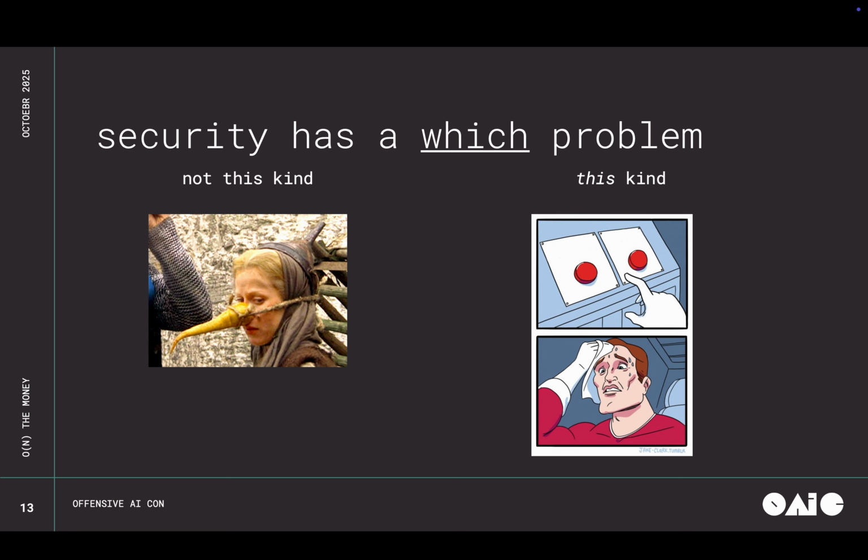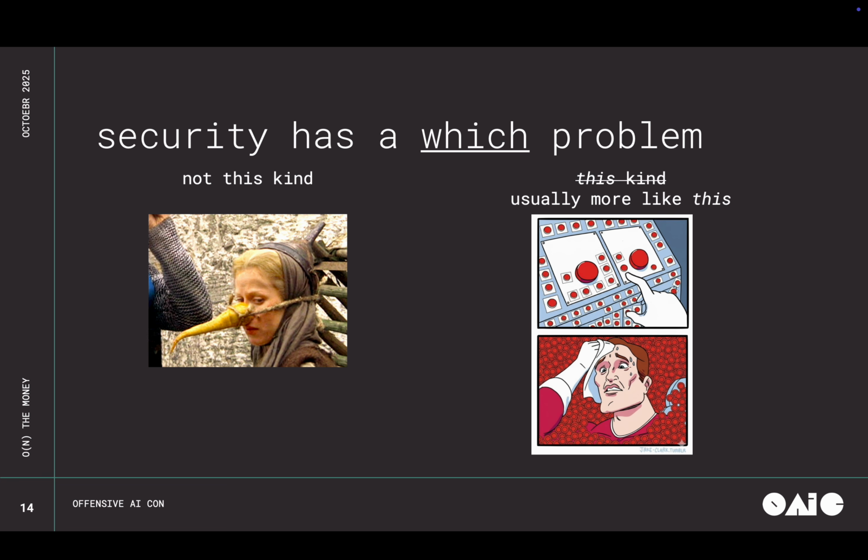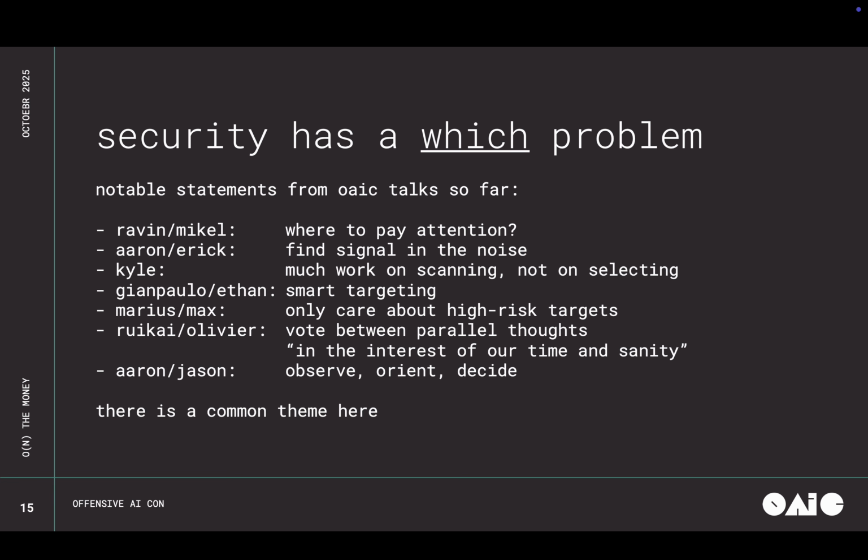And a lot of times in really difficult security problems, this is not just choosing between two options, but rather between many. There's overwhelming cognitive overload when trying to decide which target to select or which path to take when doing vuln research. And if we consider some notable statements from some of the talks we've heard so far, yesterday and today, I was scribbling down as I was listening to various talks, like, what do we pay attention to? How do we find signal in the noise?